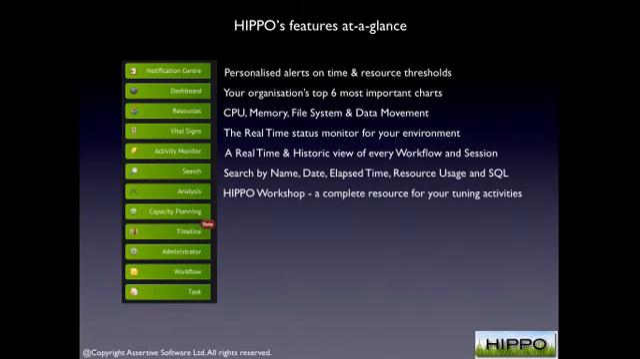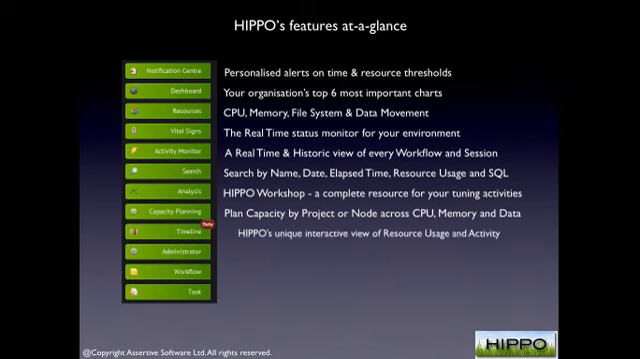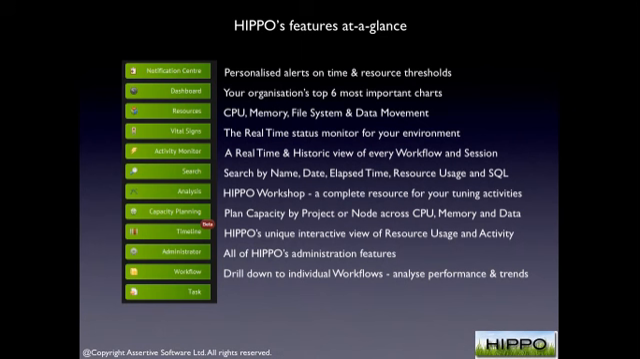Next up we have analysis. So this is a HIPPO workshop in effect. It's a deep dive, a complete resource for your tuning activities, where it goes into a great deal of detail about where the tuning opportunities in your environment are. Capacity planning is the feature I just mentioned to plan capacity for Informatica environments, and timelines are a feature we're particularly proud of. It's a unique interactive view of resource usage and activity. Next up we have Administrator with all of HIPPO's administration features. And finally we have the deep dive down into individual workflows and the workflow option to analyse performance and trends. And we have the drill down to individual sessions to analyse performance and trends in those sessions.